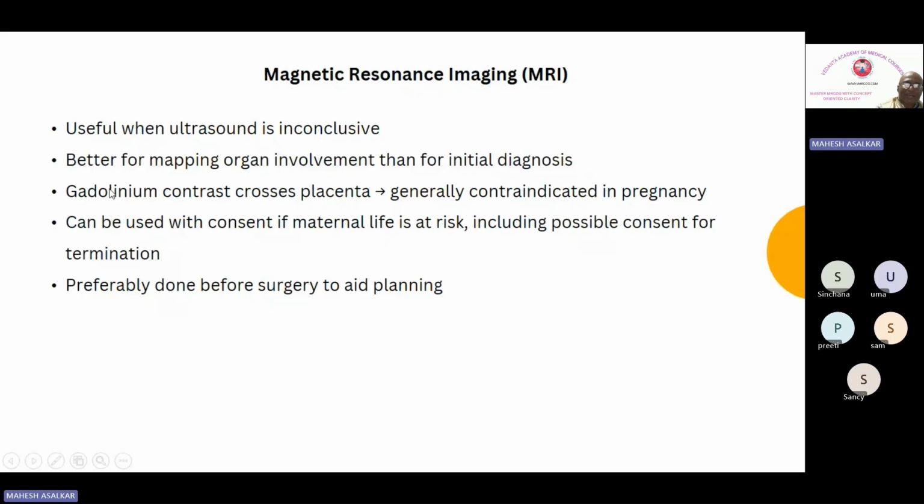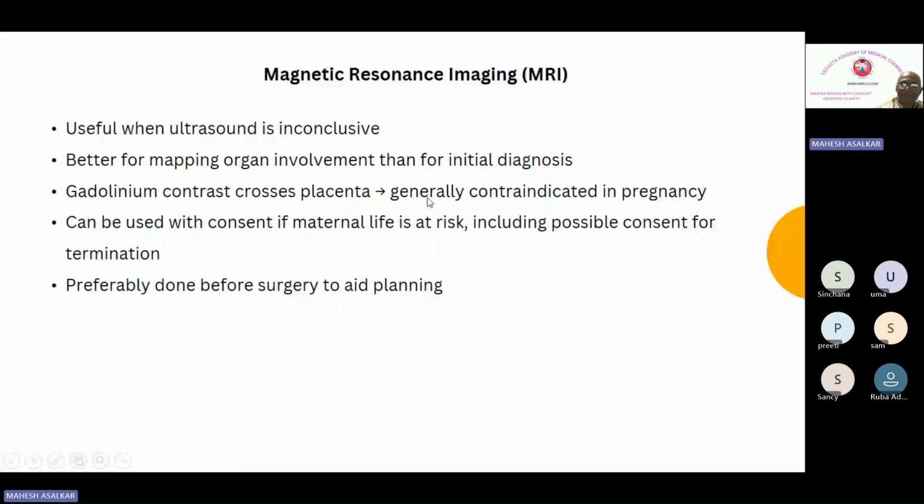Then what about gadolinium contrast? It crosses the placenta. Generally, it is contraindicated in pregnancy. But when maternal life is at risk, gadolinium contrast can be used, because this is not for continuation of the pregnancy. After that, we are going to terminate the pregnancy. So in this particular case, where maternal life is at risk, gadolinium contrast can be used, but otherwise it is contraindicated in pregnancy.